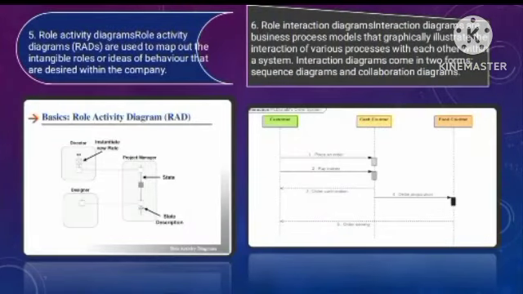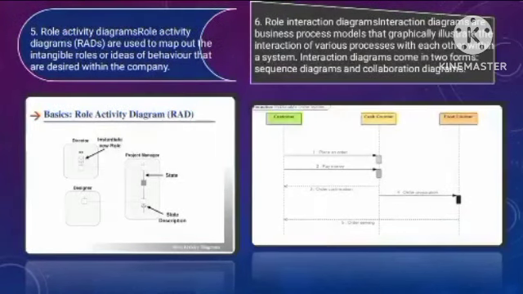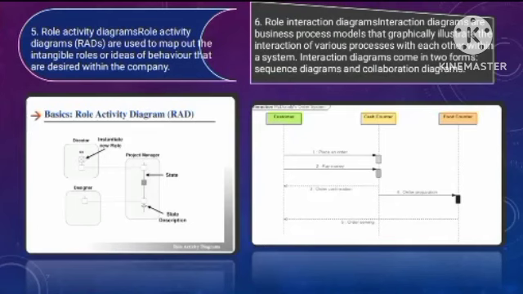And the fifth technique, we have the role activity diagrams, or RADs, which are used to map out the intangible roles or ideas of behavior that are desired within the company. So this can often be functions within the business, like systems in IT or customer and supplier roles.